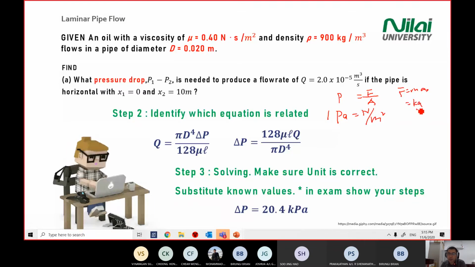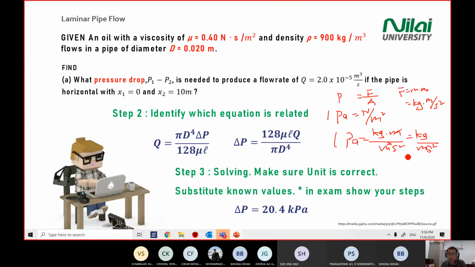So m is mass in kilogram, and a is acceleration, meter per second square. Then you put it inside this equation. So when you put in Newton inside the Pascal, you will have kilogram meter over meter square, second square. Take out the m, you'll get kilogram over meter second square. So 1 Pascal equals kilogram over meter second square. So this is how you do dimensional analysis.